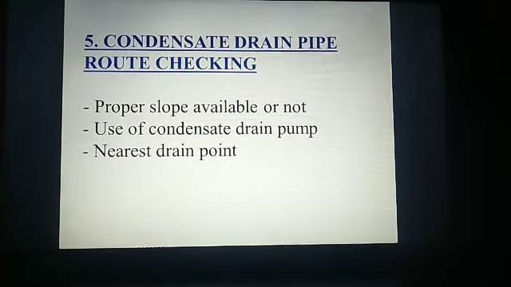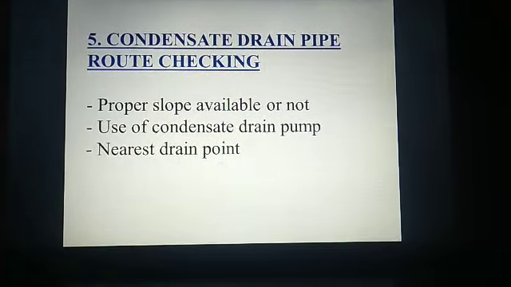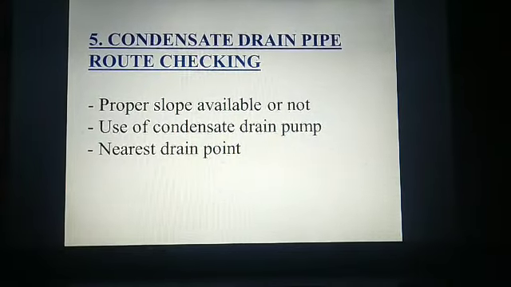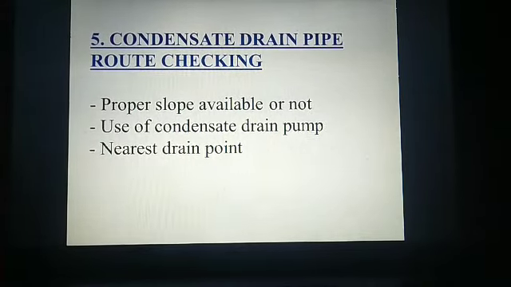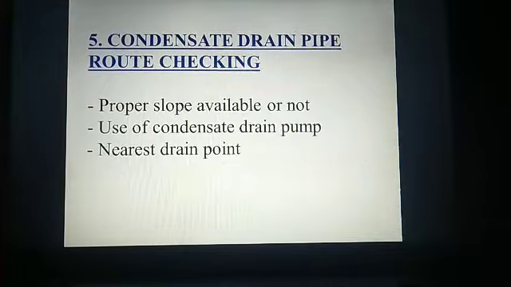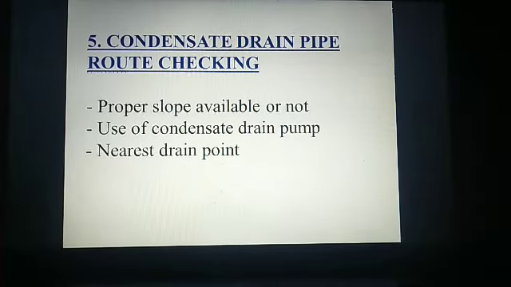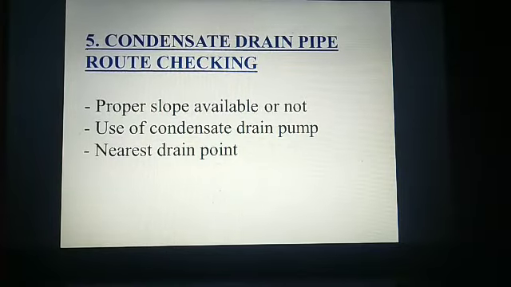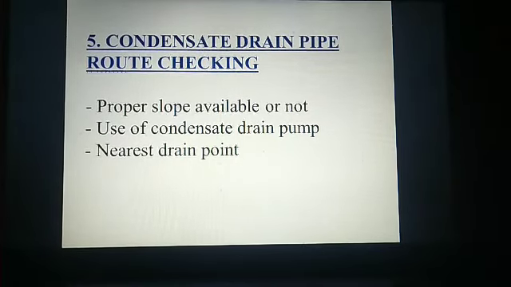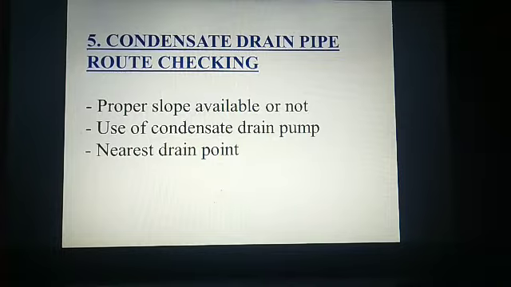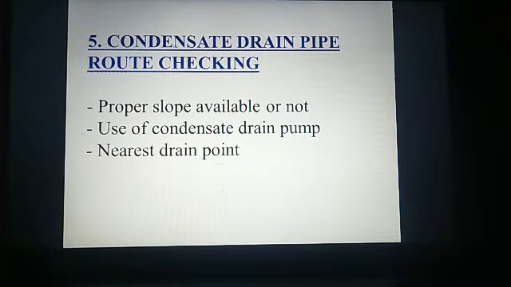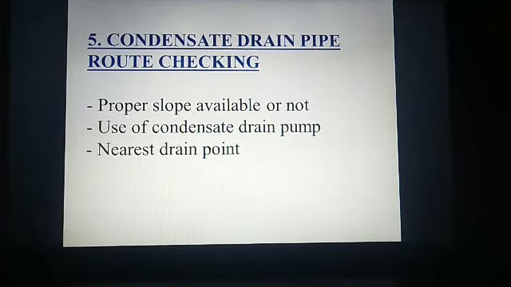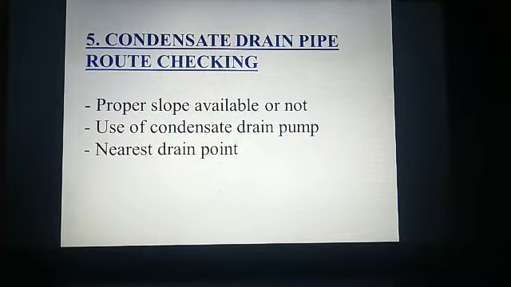Drain pipe route check. Mistakes in condensate drain pipe installation lead to brain drain of contractor, architect and client. So drain pipe installation should be done with the utmost care. Check you are getting proper slope for drain. Otherwise, suggest drain pump there. Try to locate nearest drain point such as toilet, basin, rainwater pipe, etc. We will see the next point.